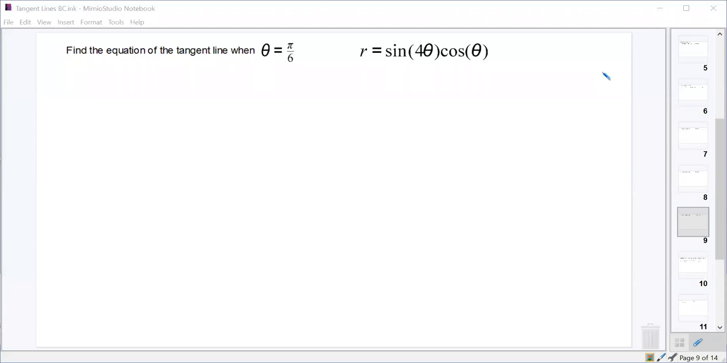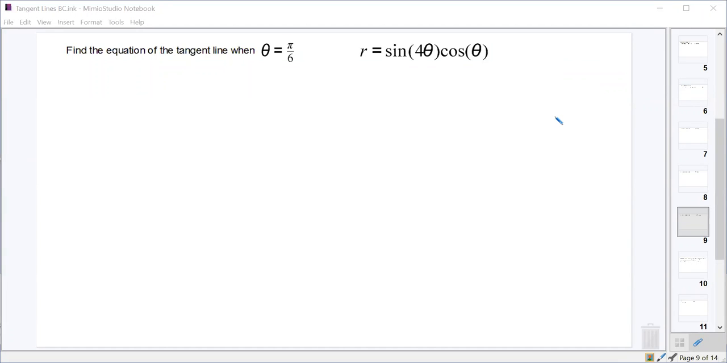All right, so we're going to find the equation of the tangent line to r equals sine 4 theta cosine theta when theta equals pi over 6. So first step is what? Okay, x and y, exactly.